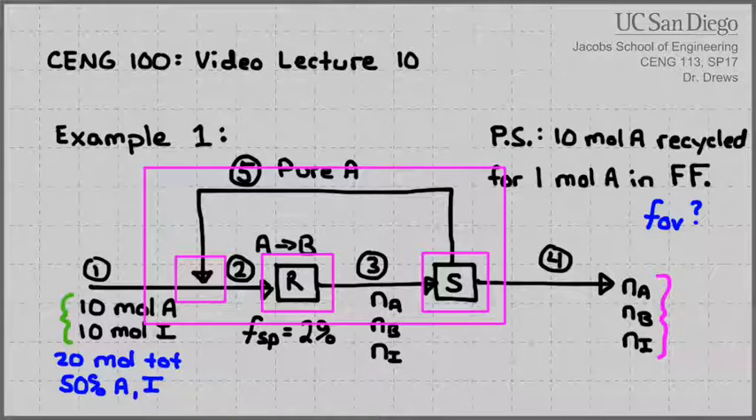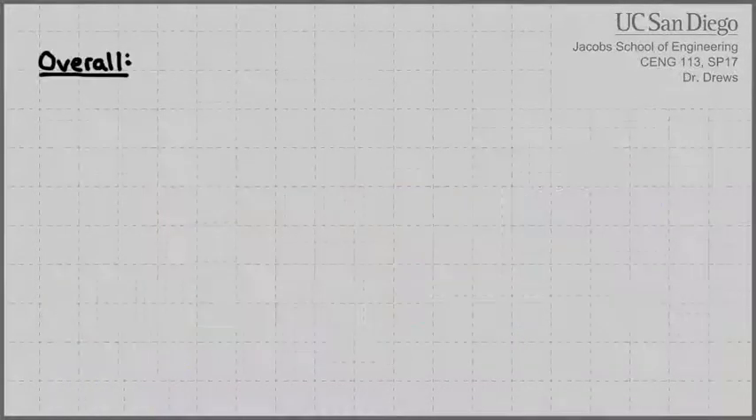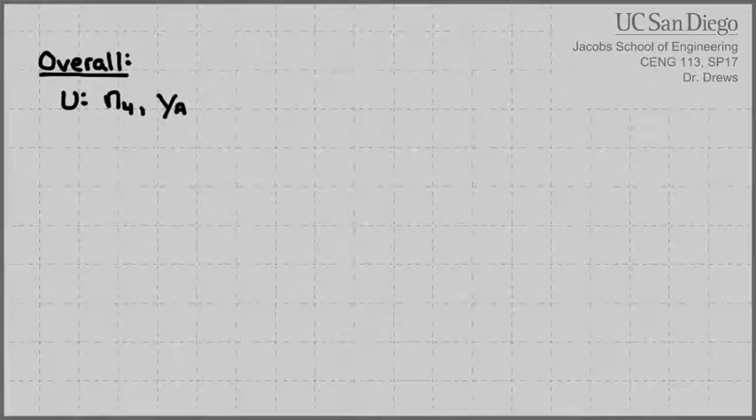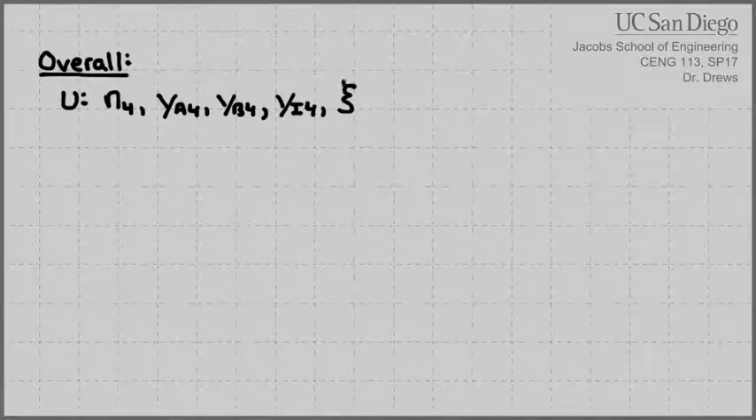And so if we were to list what's unknown and known on a system like this, now we need everything, right? We need the moles in 4, and we also need YA, YB, and YC. Right, so let's put that over here in our overall balance. Our unknowns here would be the moles coming out in 4, the YA in 4, YB in 4, and the amount of inert in 4. And don't forget, we also get an extent of reaction because somewhere inside that control volume we have a reaction occurring.